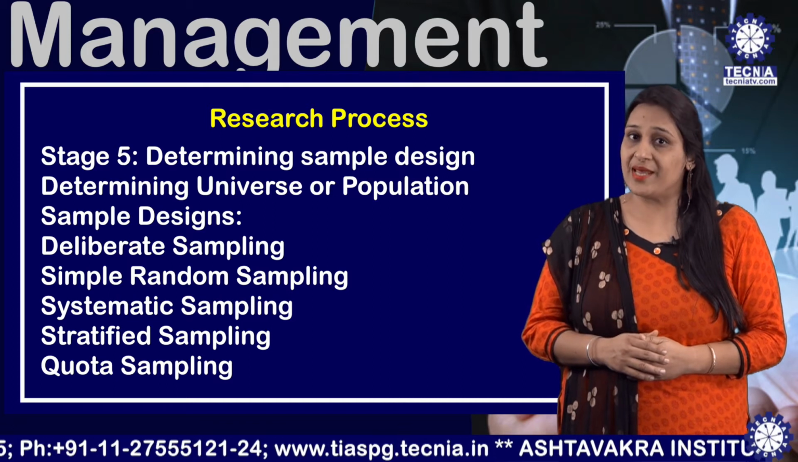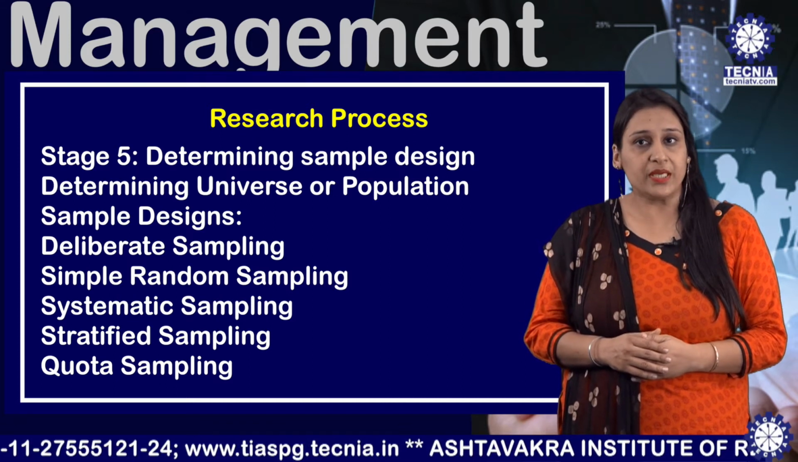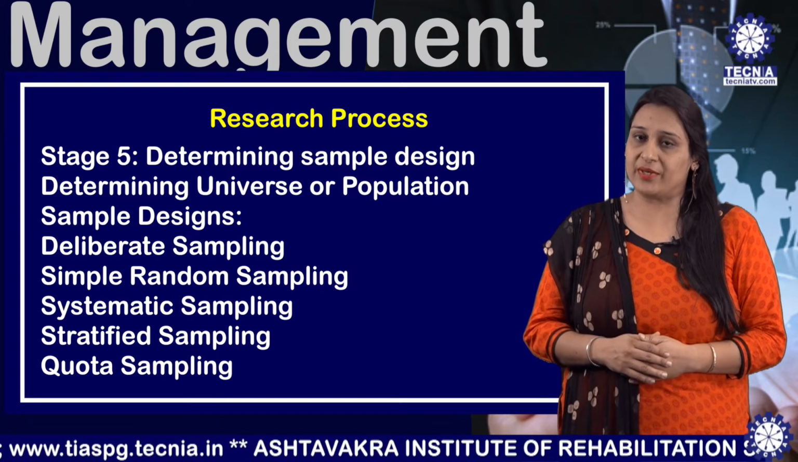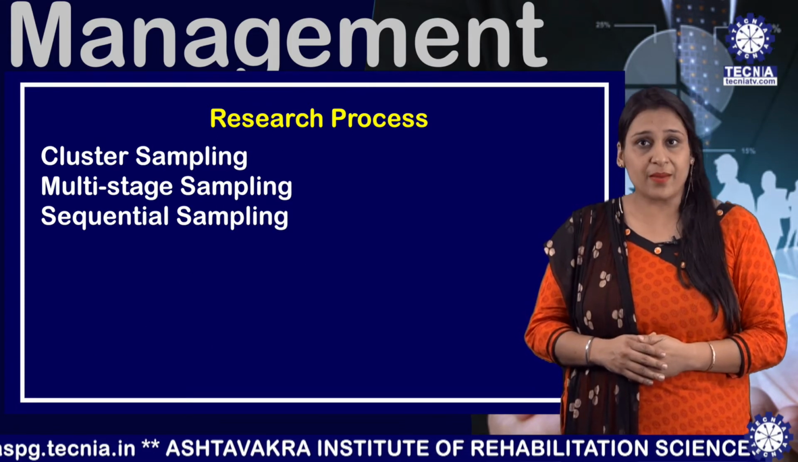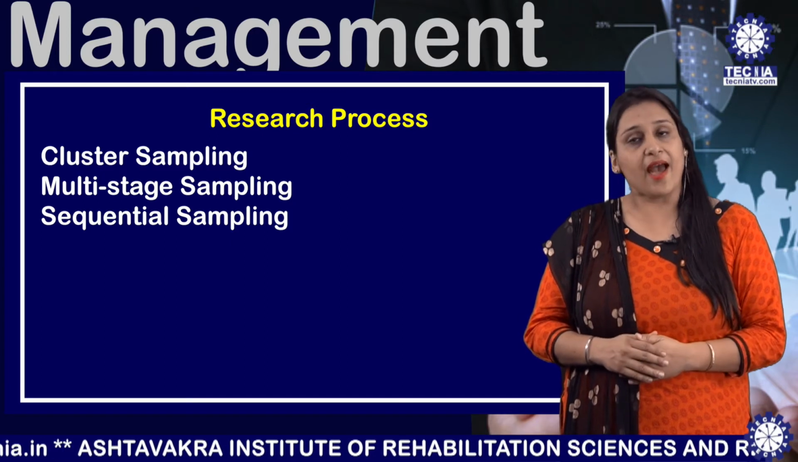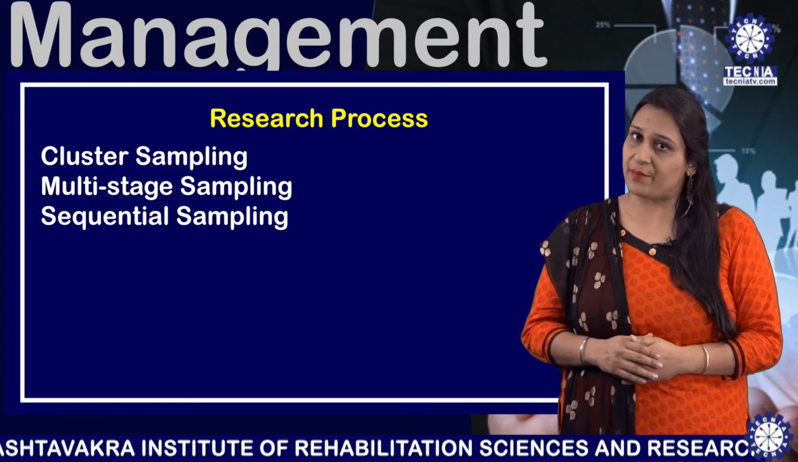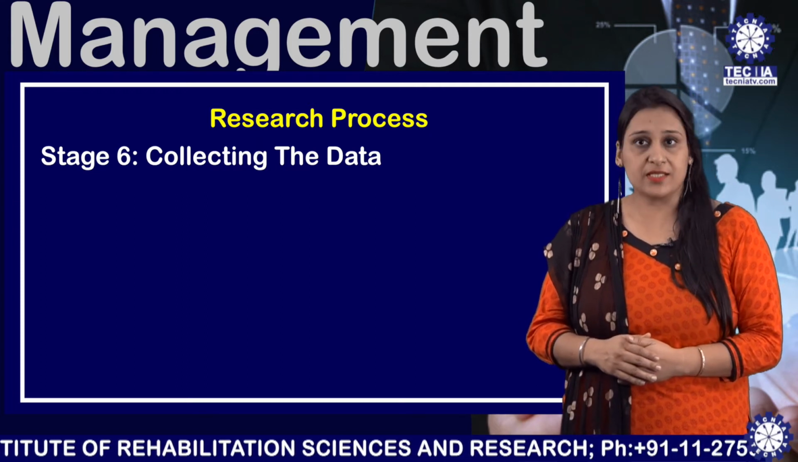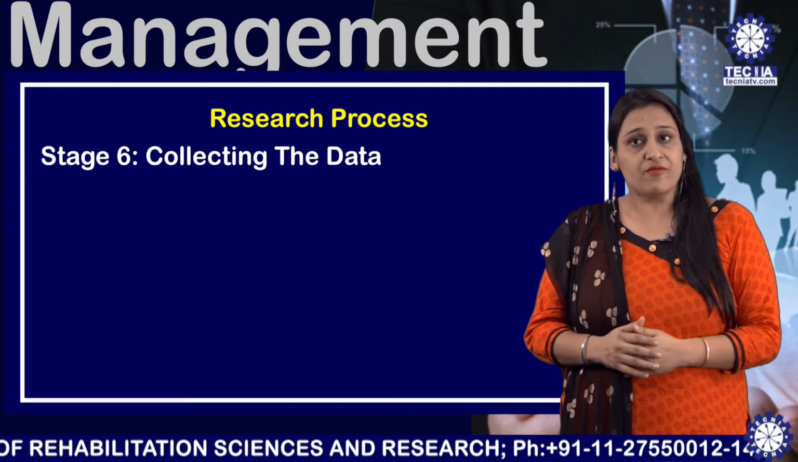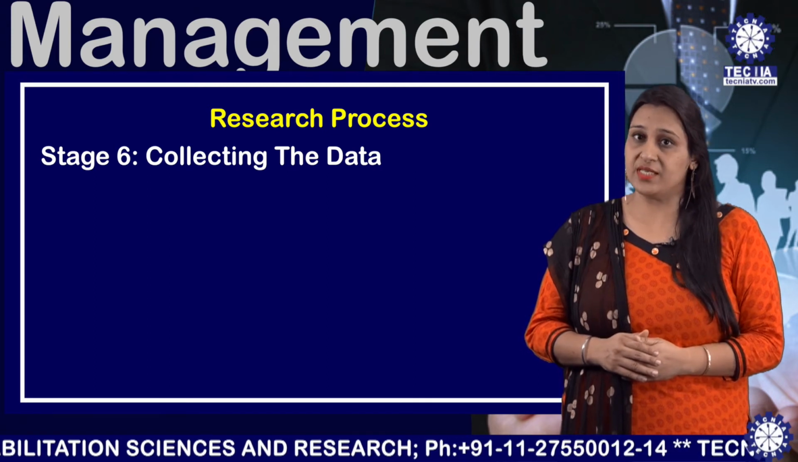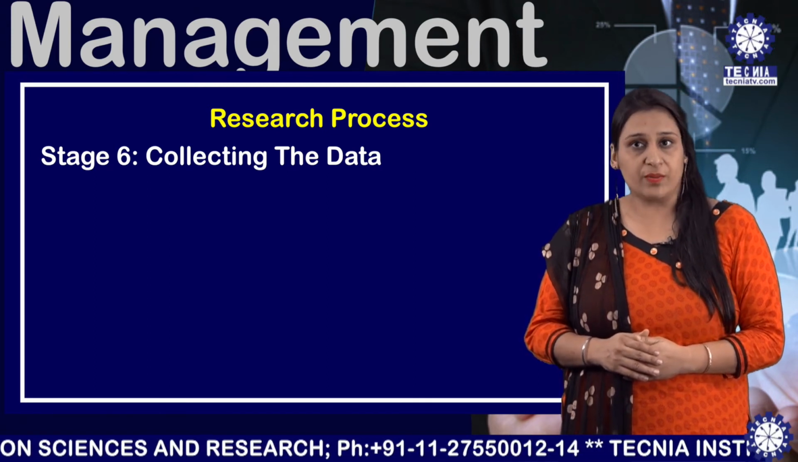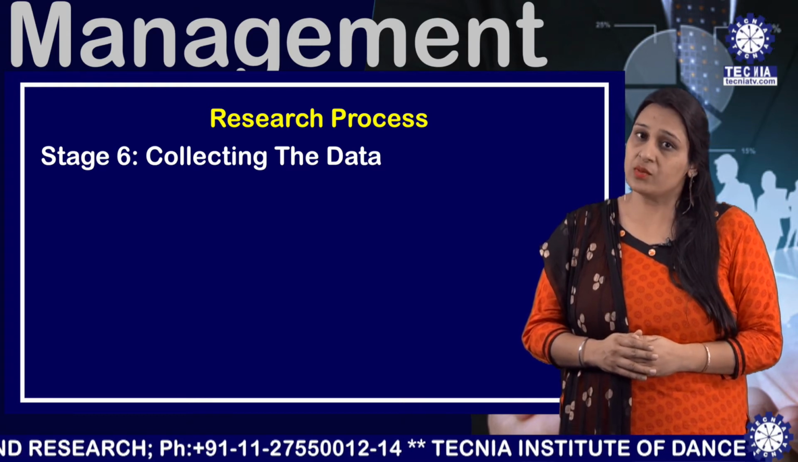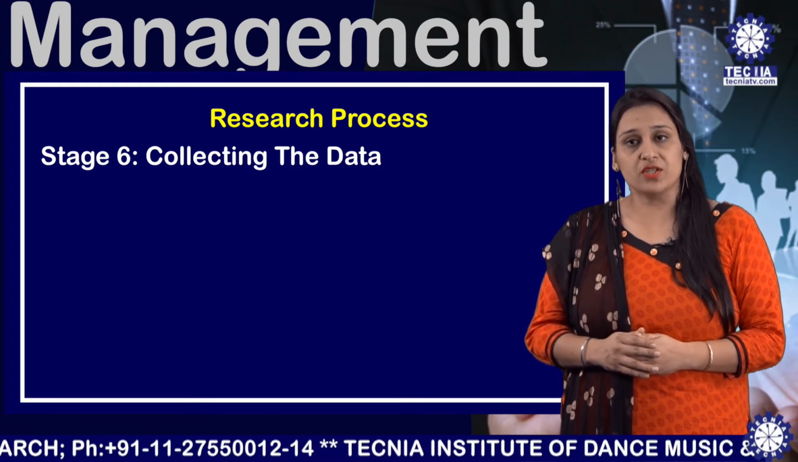First is deliberate sampling, then simple random sampling, systematic sampling, stratified sampling, quota sampling, cluster sampling and area sampling, multi-stage sampling, and the last one is sequential sampling. The next step of research process is collecting the data. There are several ways of collecting appropriate data, which differ considerably in the context of money and time and other resources at the disposal of the researcher.